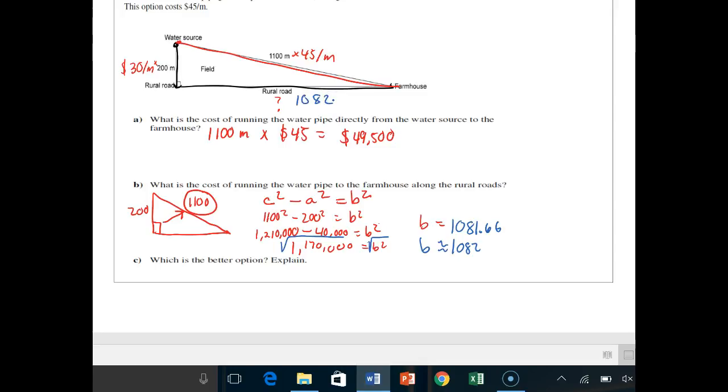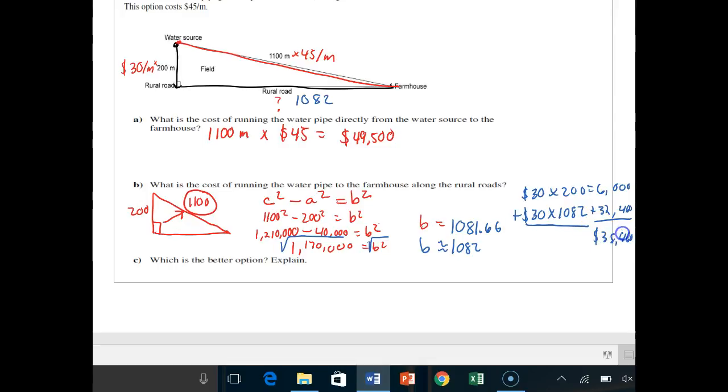Now I have to find the cost. Well, that's $30 times 200 plus $30 times 1,082. So if I add that up, 30 times 200 gives me $6,000. Added to 30 times 1,082 gives me $32,460. Added together gives me a grand total of $38,460.